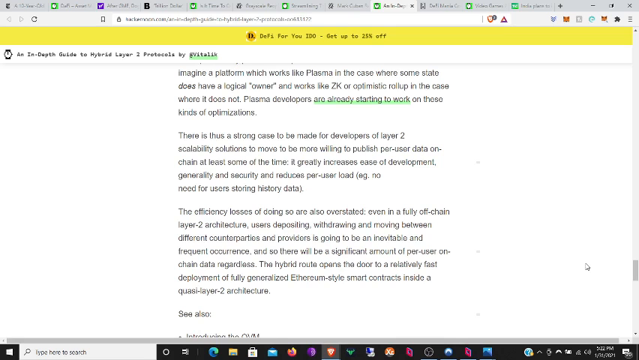Even in a fully off-chain layer 2 architecture, users depositing, withdrawing, and moving between different counterparties and providers is going to be an inevitable and frequent occurrence. And so there will be a significant amount of pure user on-chain data regardless. The hybrid route opens the door to a relatively fast deployment of fully generalized Ethereum-style smart contracts inside a quasi layer 2 architecture.